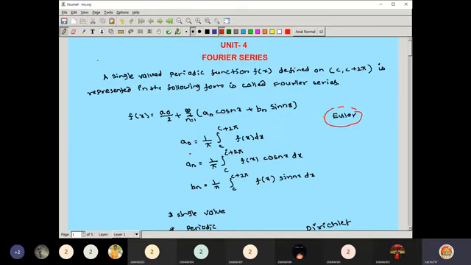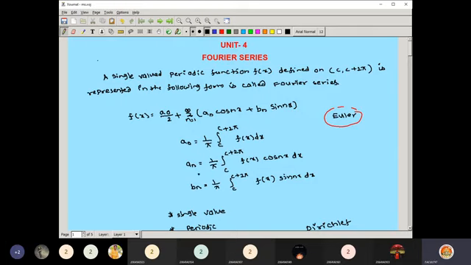Next line, write down a naught equal to, this is the formula, 1 divided by pi integral c to c plus 2 pi. Whatever interval is given, we must define it on that interval. c to c plus 2 pi f of x dx.